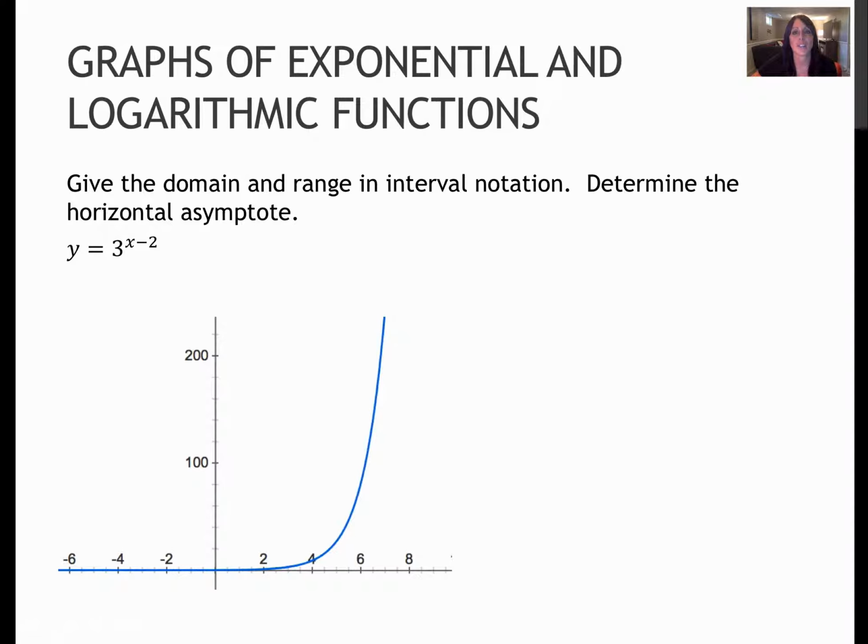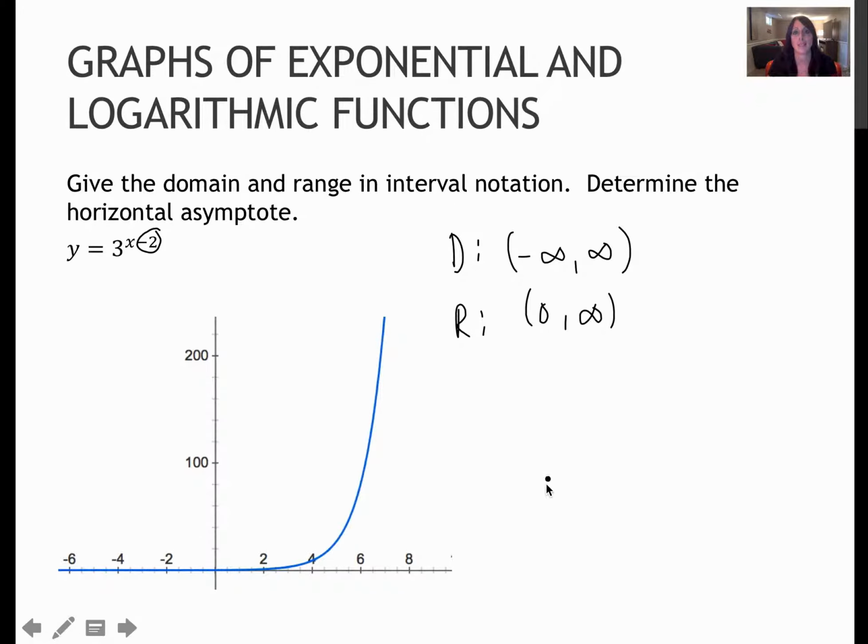In this question, we're asked to find the domain and range in interval notation and then determine the asymptote. I know in a normal exponential function, my domain is negative infinity to positive infinity, and it's very clear based on this graph that that has not changed. I can plug in any value that I want. The range is generally 0 to infinity, and I can see based on the graph that that hasn't changed either. This -2 did not shift my graph up or down, so it would not affect the range. This -2 would have shifted my graph to the right 2 places.